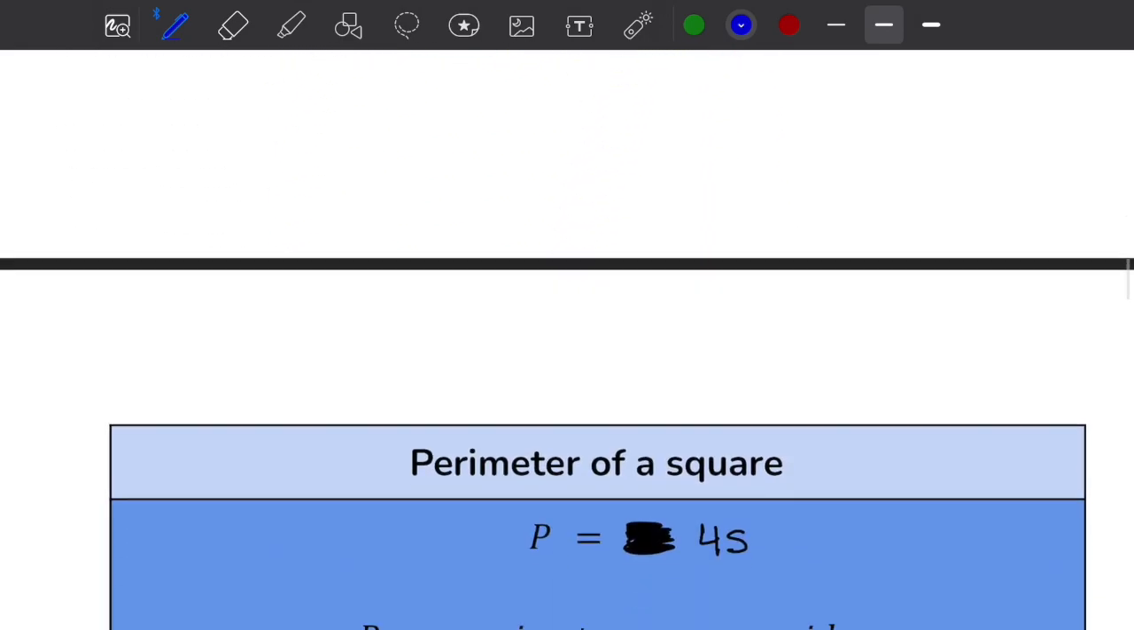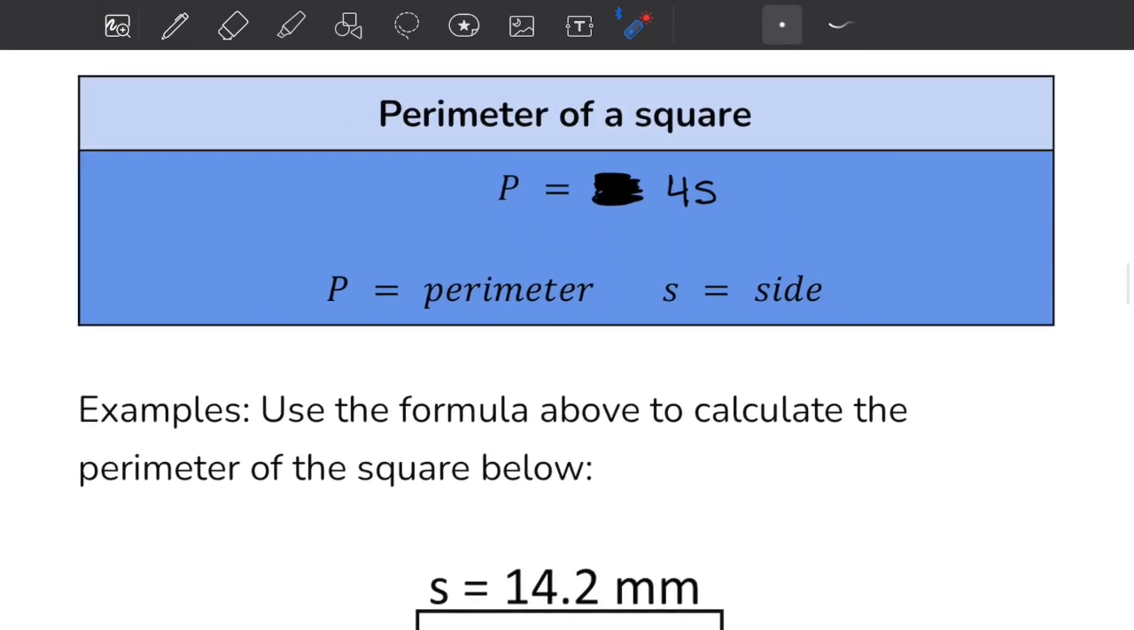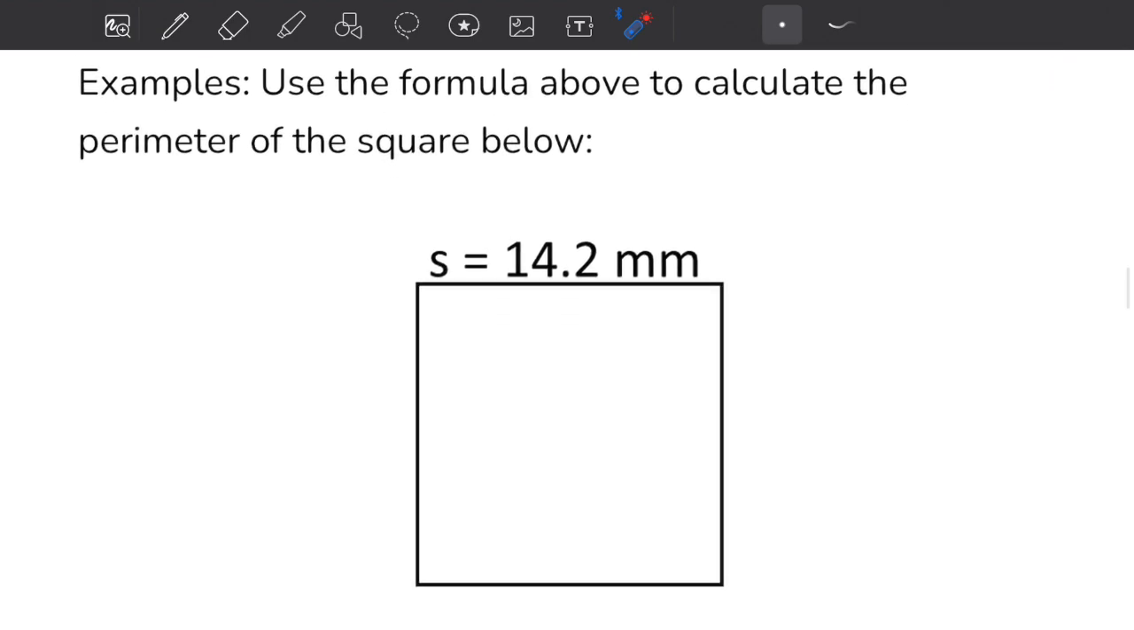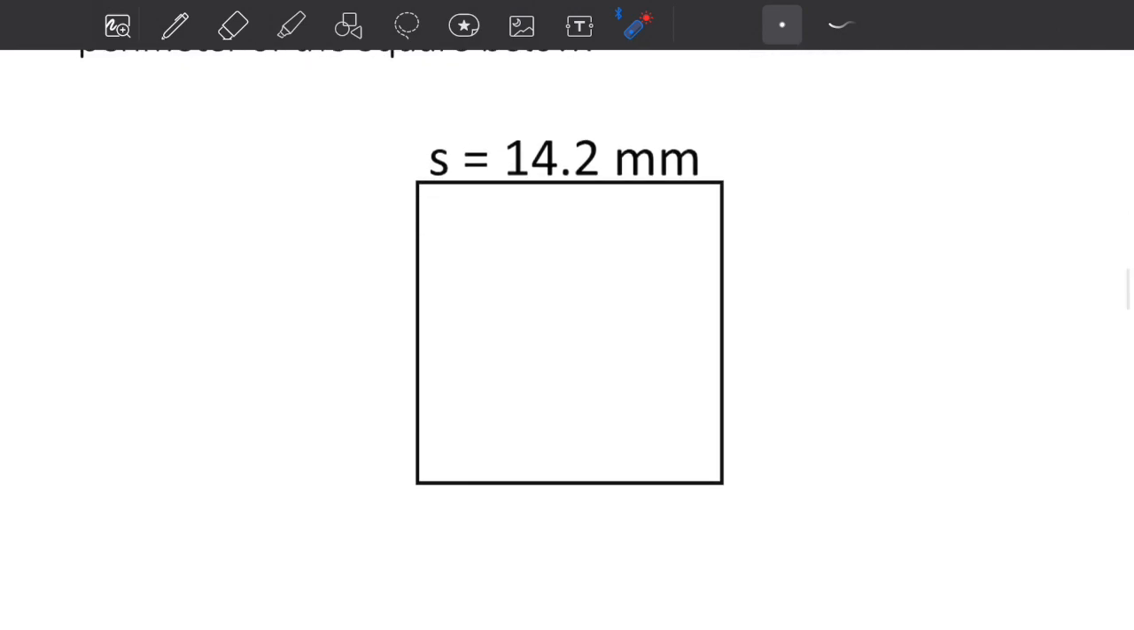So let's have a look at the formula here. This is available for you in your formula sheet. P stands for perimeter, S stands for side. Now we're going to use this formula to calculate the perimeter of this square, and you'll notice that it's a lot more efficient when we do it using the formula.